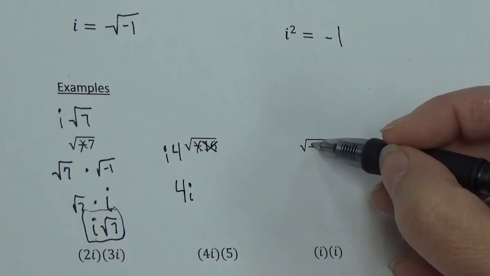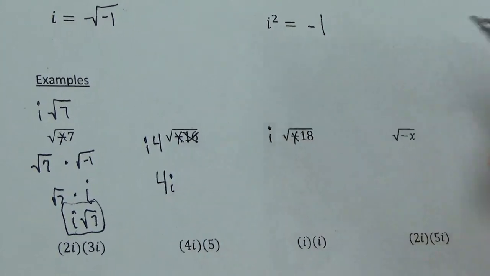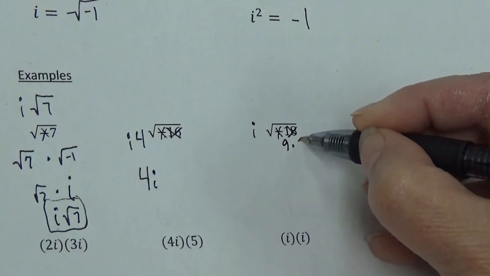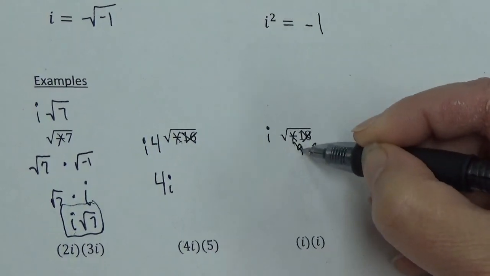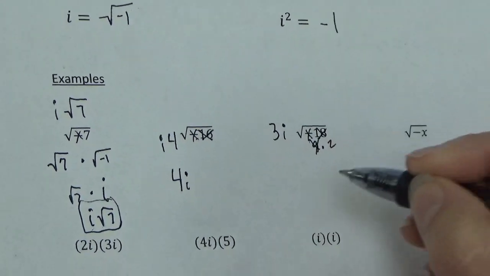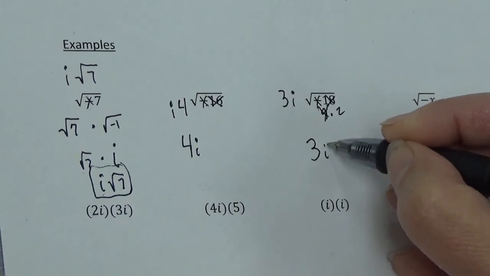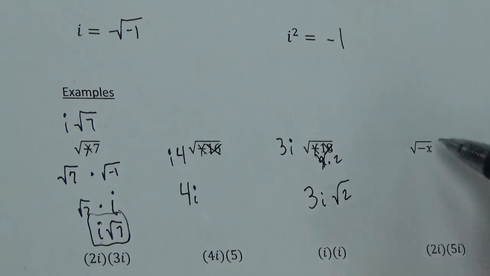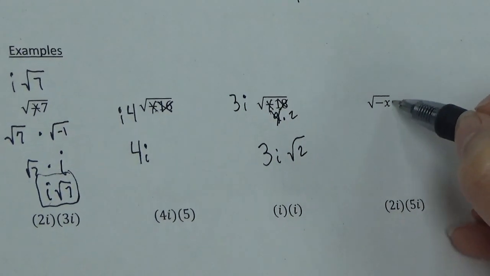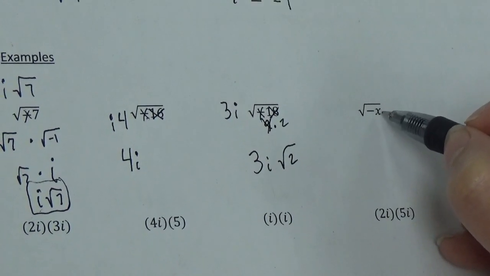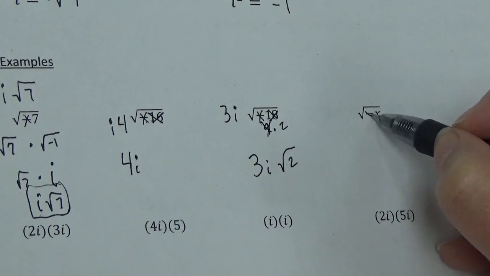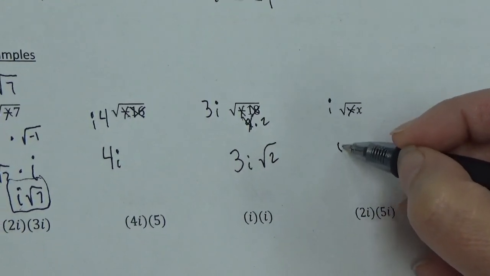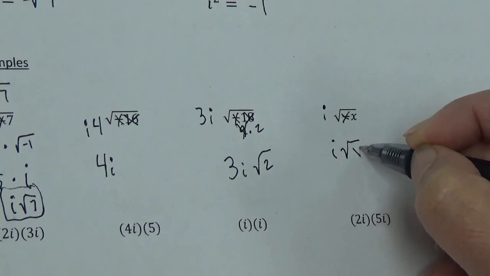Look at the next one. The square root of a negative is i, and then I have to think about 18. 18 is 9 times 2, and the square root of 9 is 3. So my answer would be 3i square root of 2. Look at the next one. We could also have variables under here. Same thing happens. The square root of a negative is i, so my answer would be i square root of x.